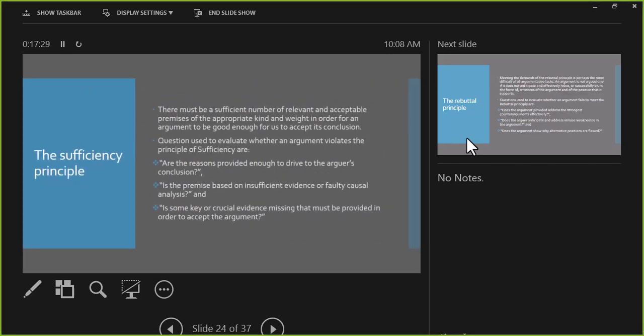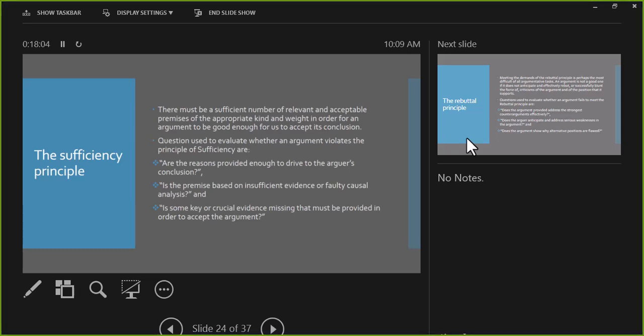Then there is the sufficiency principle. This principle states that in an argument, premises simply being relevant and acceptable is not enough for an argument to be said to be good. There must also be a sufficient number of premises of an appropriate kind and weight in order for us to accept the conclusion.